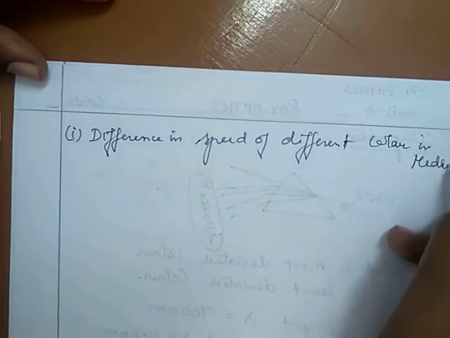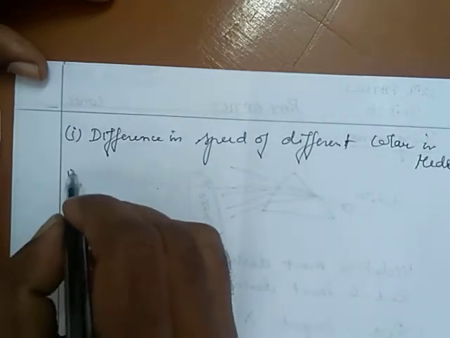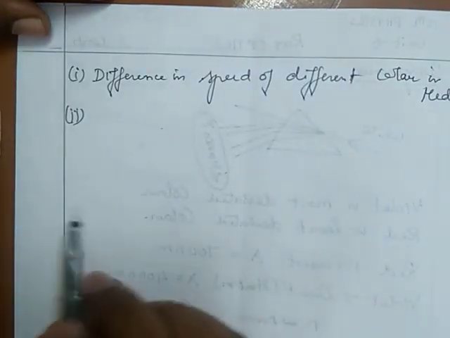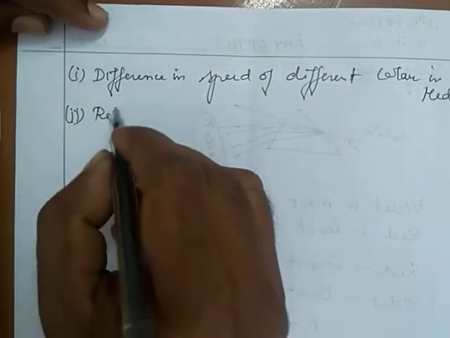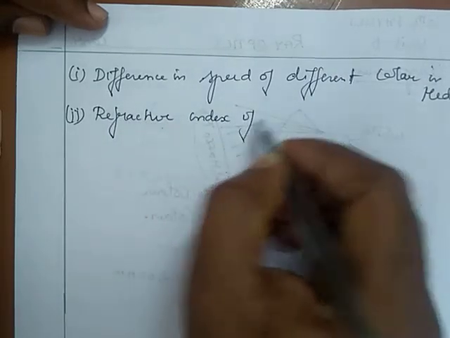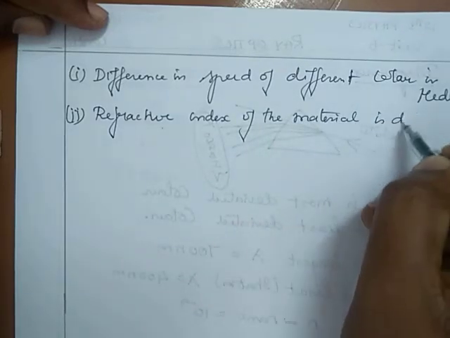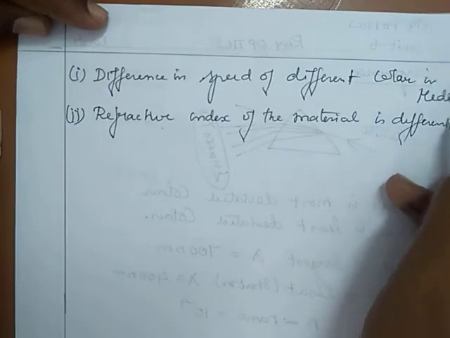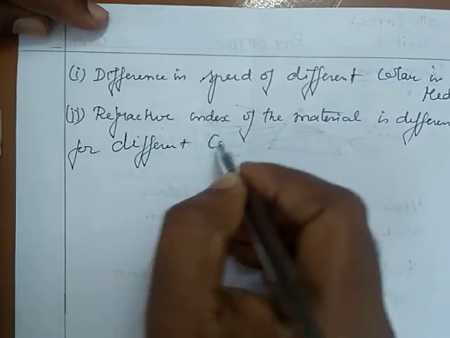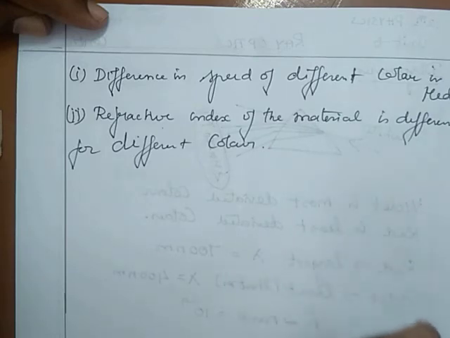Medium. That is because of the difference in speed of the different colors in the medium. And the second thing is that the refractive index of the material is different for different colors. Due to these reasons, dispersion occurs in a medium.